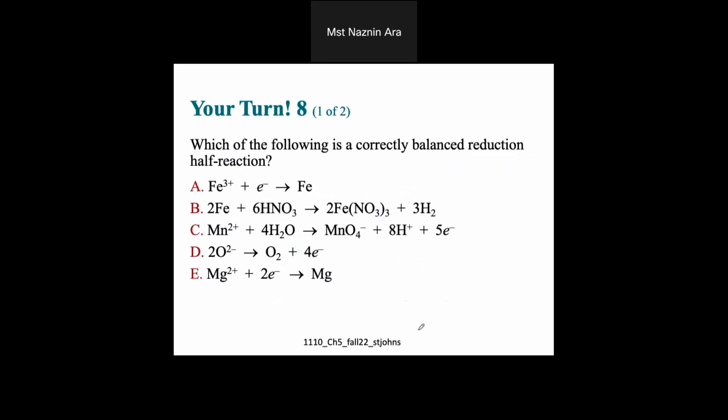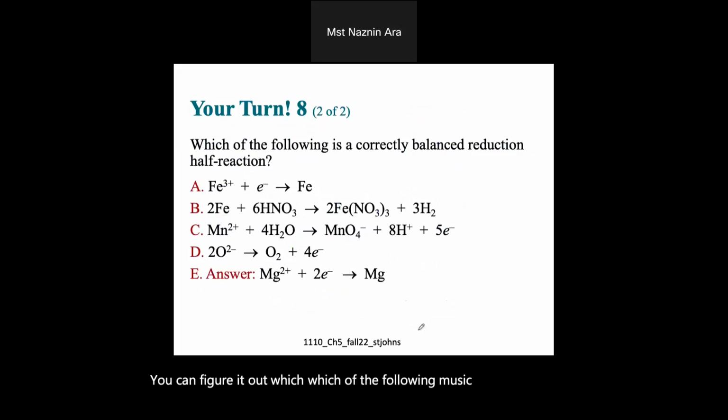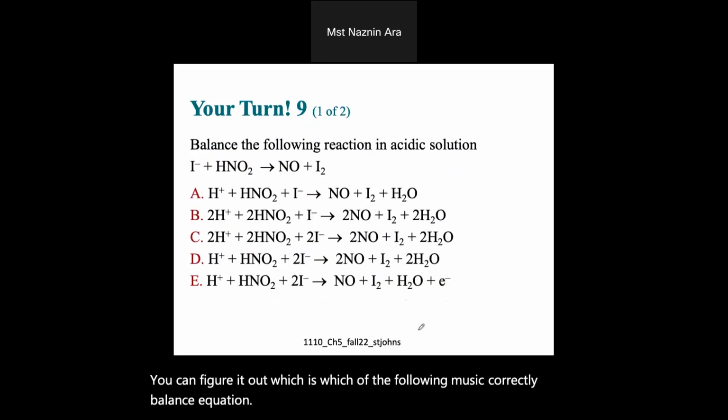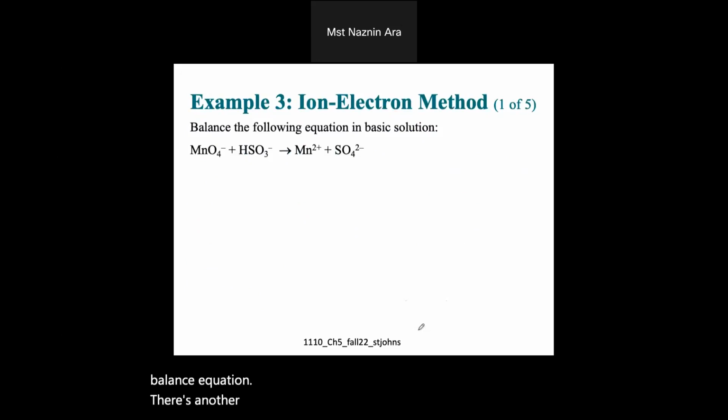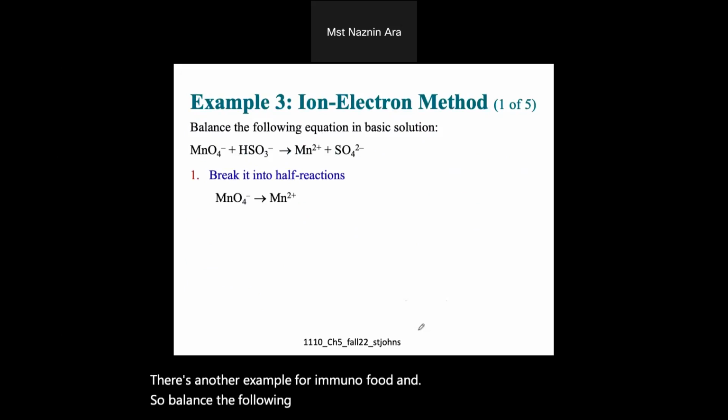You can figure out which of the following is a correctly balanced equation. There is another example for MnO4 and SO3. So balance the following equation in basic solution.